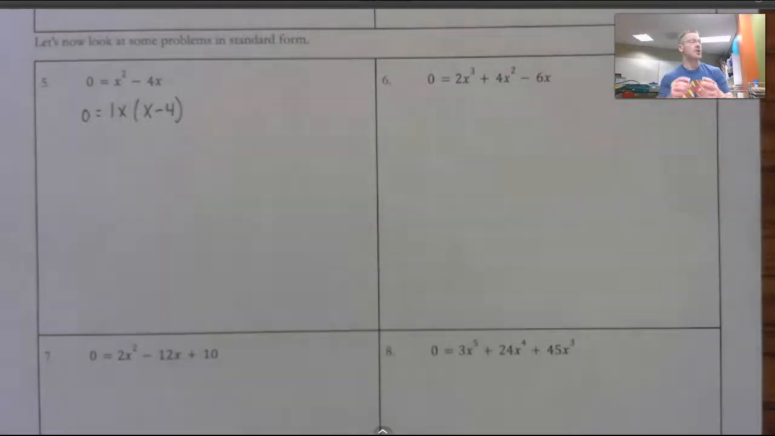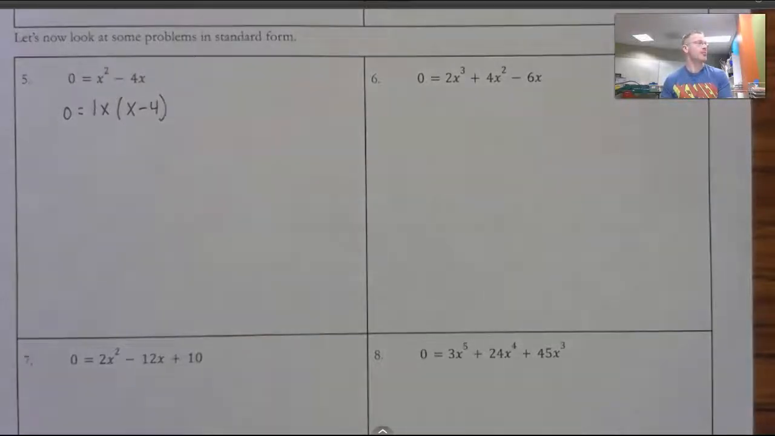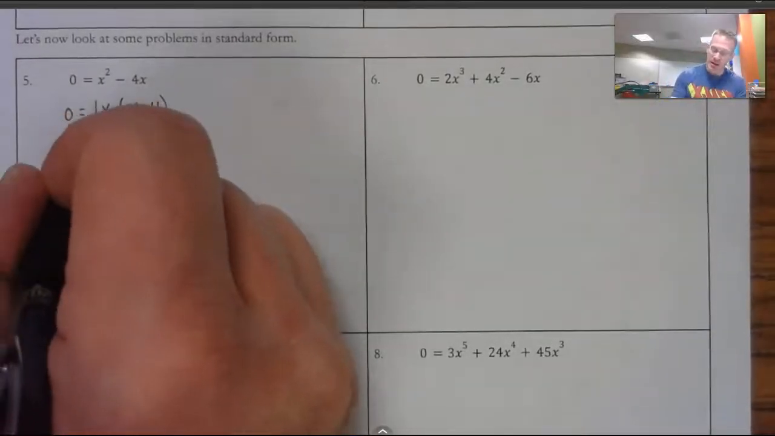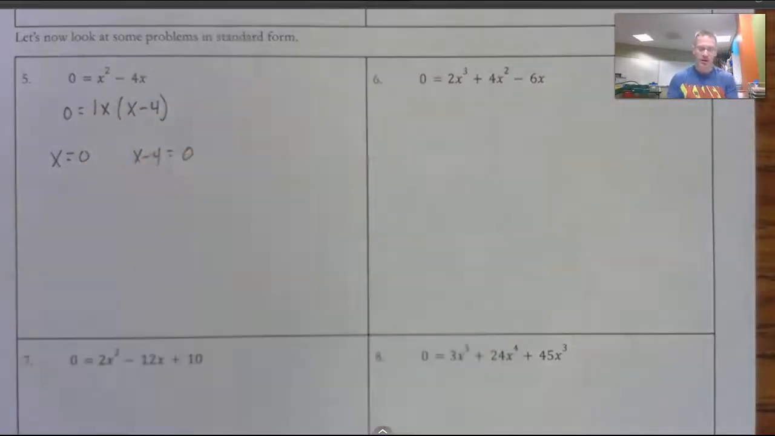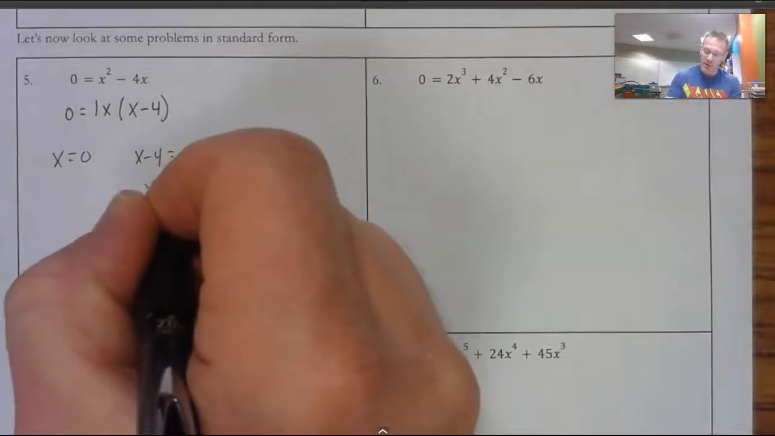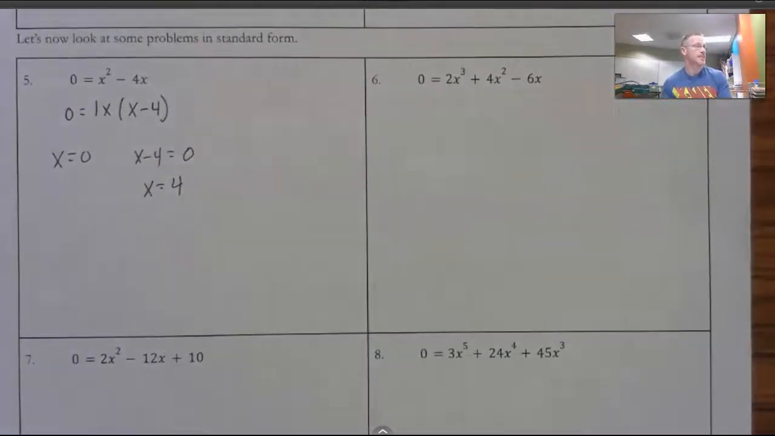Now here's how you know it's in factored form. All of your factors are linear. None of them have a higher power than 1 for x. And now it means I can just take each of those pieces and set them equal to 0. So x is equal to 0, and then x minus 4 is equal to 0. And then I don't have to solve this one. I can solve this one. I know x is equal to 4, and I'm finished. That's it.